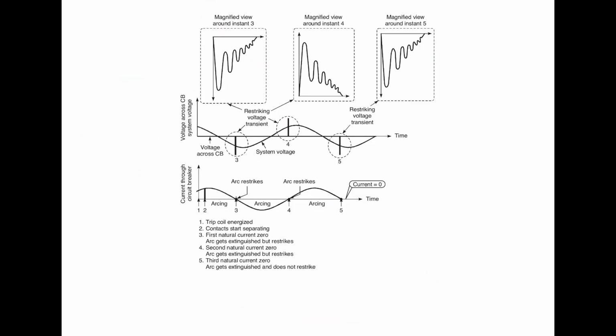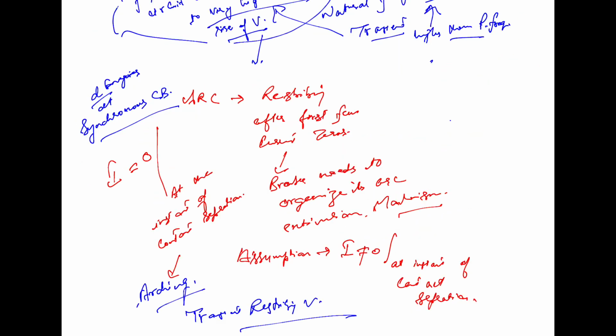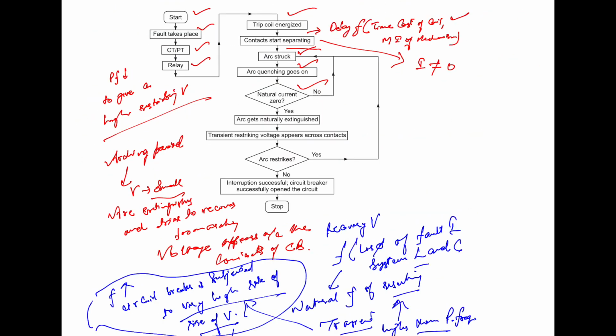What is arc? Before going to that, whatever we have discussed: the trip coil is energized, then the contacts start separating, then the arc is struck, then arc quenching goes on. Is natural current zero there? If yes, then the arc gets extinguished, and transient restriking voltage appears across the contacts, as we have discussed. Does the arc restrike? If yes, then the process is followed again. If no, then the interruption is successful and the circuit breaker has successfully opened the circuit.